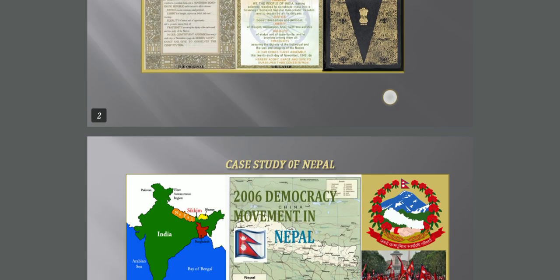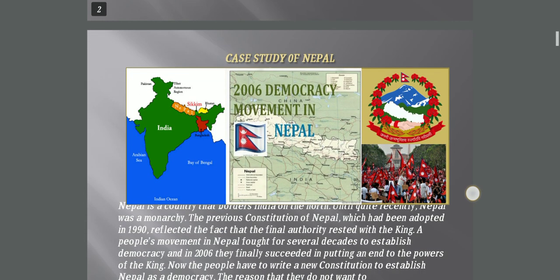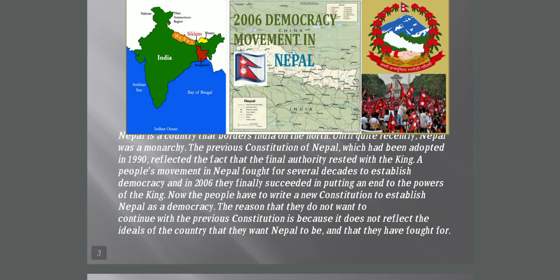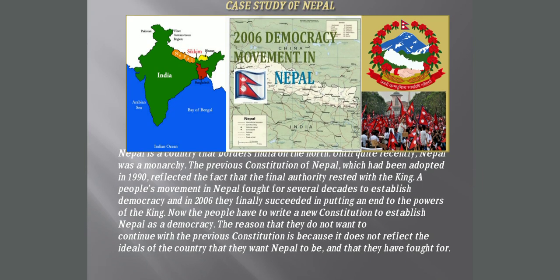Moving further, this is a case study given in the NCERT book about Nepal's democratic setup. After a long journey of struggle, Nepal achieved its own constitution, establishing democracy from monarchy to elected representatives. There were many phases from 1990 till 2006, and it still depends on the requirement of the nation that they are making changes.